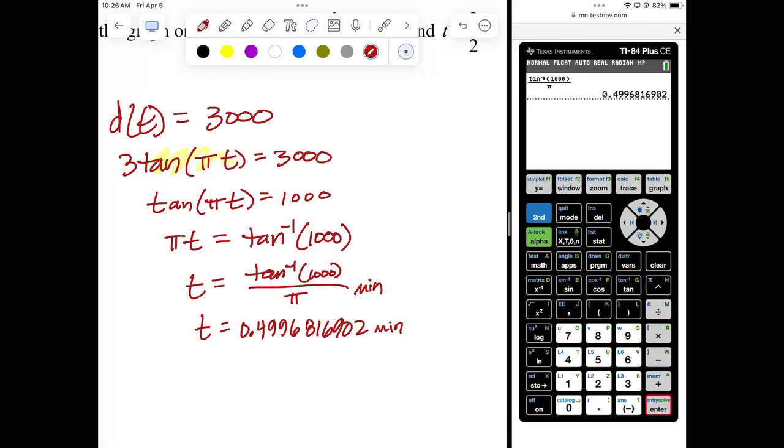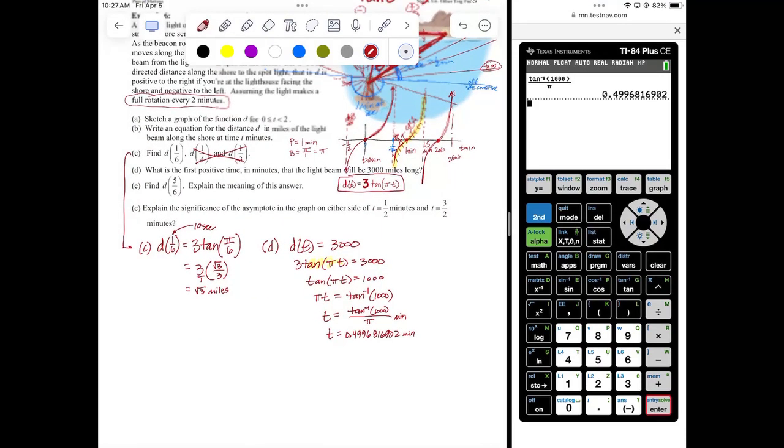Now, if you think it's fast getting to there, think about how fast it's going to be between there and a half of a minute. In less than 1,000th of a second, it has to go from 3,000 miles down the shore to what? Infinity. That's fast. From 3,000 to infinity in less than 1,000th of a second, that's fast. Okay? And then it disappears off the coastline, way down the coast at infinity. That's the vertical asymptote effect. That's pretty cool.